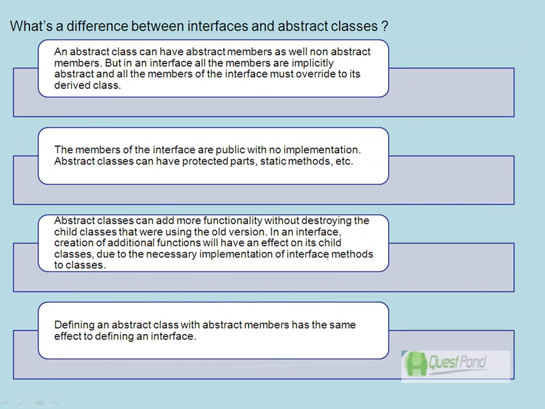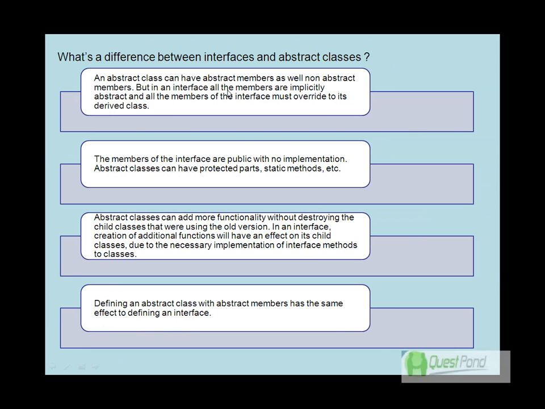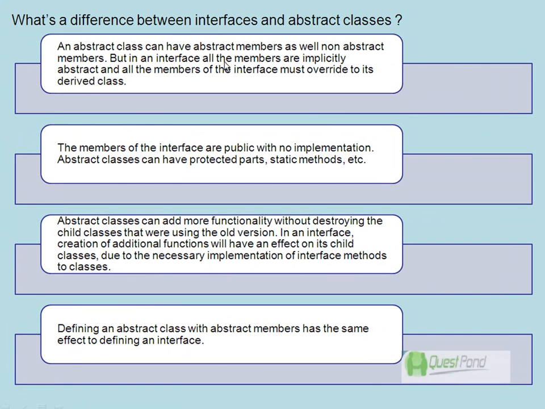Now let's go to the next section, and let's try to discuss what's the difference between interfaces and abstract classes. There are 4 important differences between interfaces and abstract classes. The first thing is that abstract classes can have abstract members, as well as normal .NET methods or functions, that is, non-abstract methods. But in interfaces, all functions and methods are by default abstract.